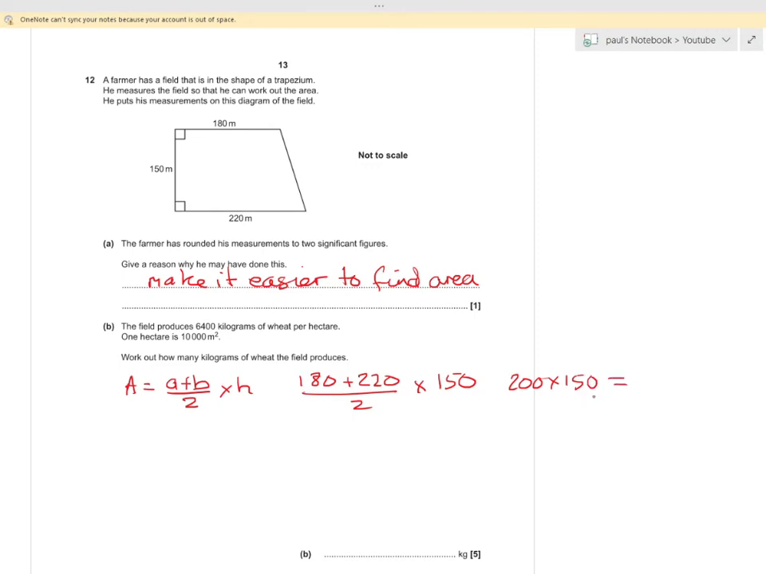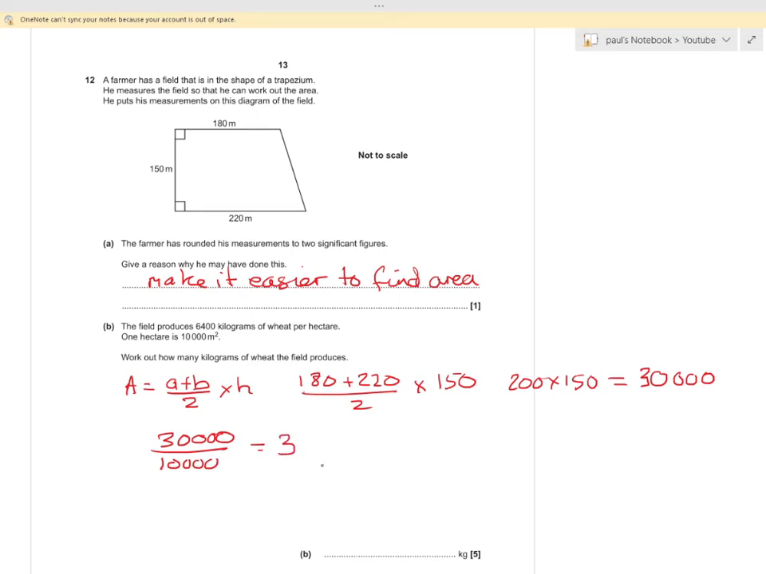It's going to be 3, isn't it? Yeah. 2 15s are 30. We've got 3 noughts on the end. Have we got the right number of noughts? Yeah, 2 times 150 is 300, naught, naught. So we've got 30,000 for the area, and 1 hectare is that. So 30,000 divided by the 10,000 equals 3 hectares.